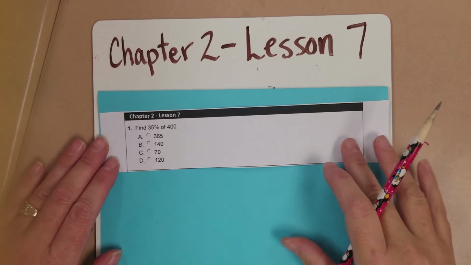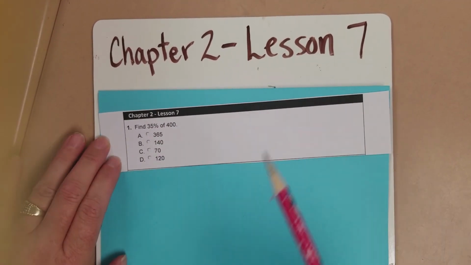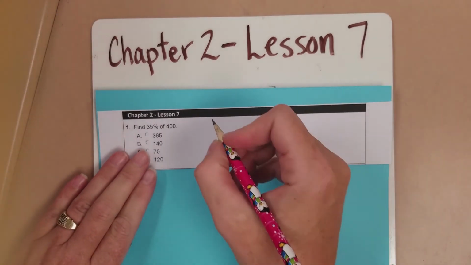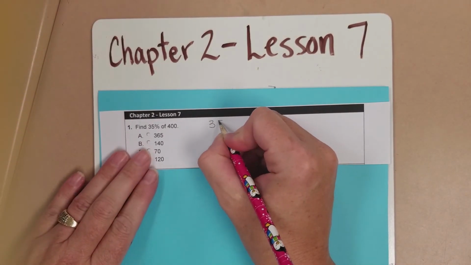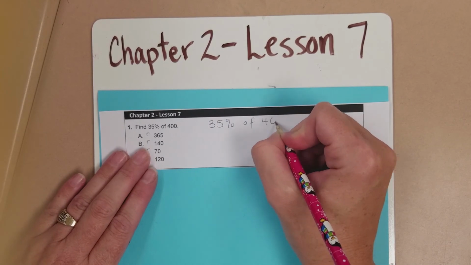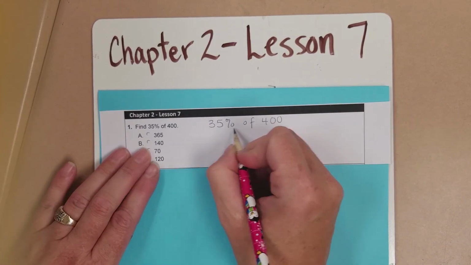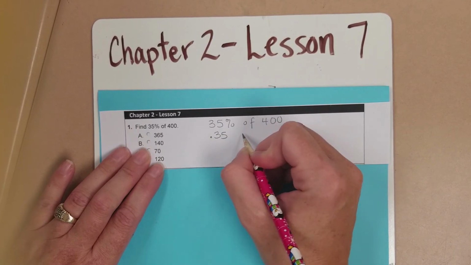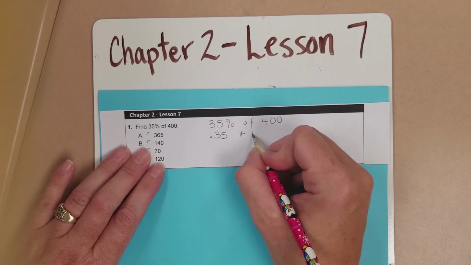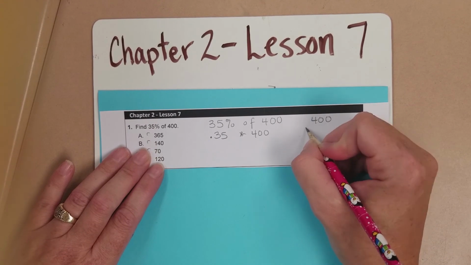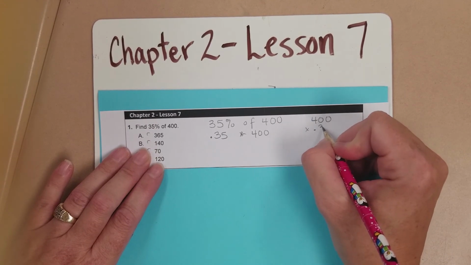The following questions go along with Chapter 2, Lesson 7. Question 1, find 35% of 400. 35% of 400. We change 35% to a decimal, of to multiplication, and 400 stays the same. So 400 times 35/100.